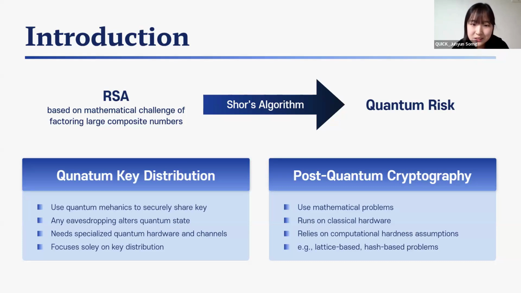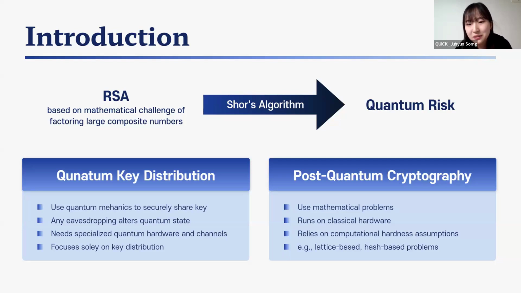This is why we call it quantum risk, the threat that quantum computers will break existing encryption schemes. To address this risk, two main approaches are being developed. One is quantum key distribution, and the other is post-quantum cryptography. QKD uses the principle of quantum mechanics to securely share encryption keys. A crucial property of QKD is that any eavesdropping disturbs the quantum state, making it detectable. However, QKD requires specialized quantum hardware and dedicated quantum channels, making large-scale deployment challenging.